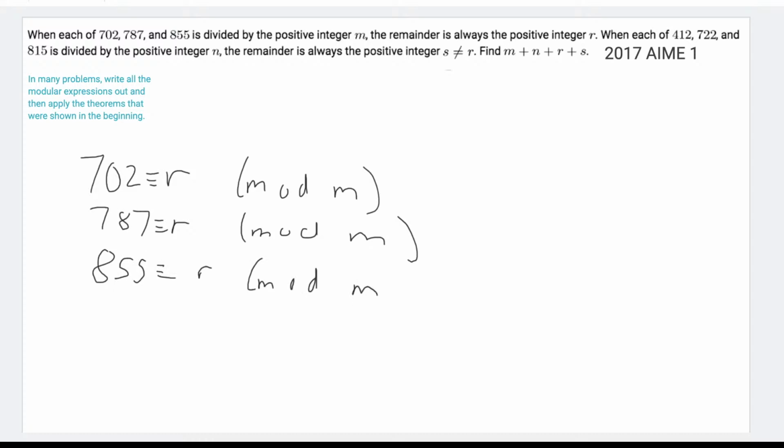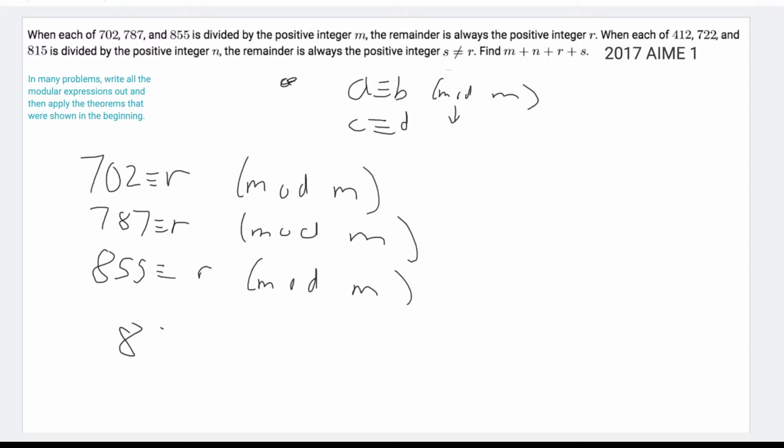Now in this case, if you remember the theorems that we learned, if you have a equals b in mod m, and you have c equals d in mod m, then you can just subtract a minus c and b minus d to go further in mod m. So in this case, we subtract 787 and 702. That means 85.